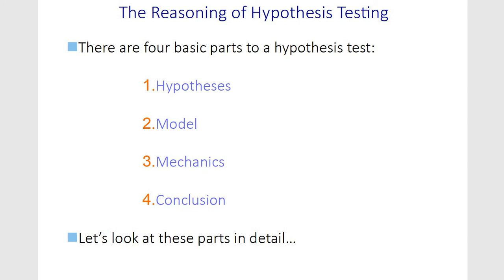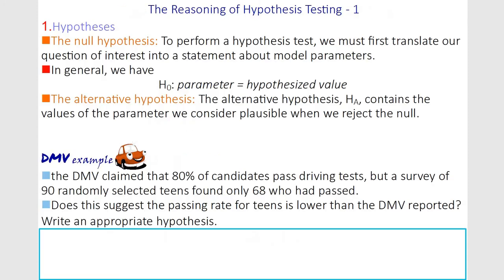Which brings us to the mechanics. There are 4 basic parts to a hypothesis test: your hypothesis, your model, mechanics, conclusion. All right, let's break them off one by one. So step number 1 is the hypothesis. So you have the null hypothesis. It translates our question of interest into parameters. And then you have your alternative hypothesis.